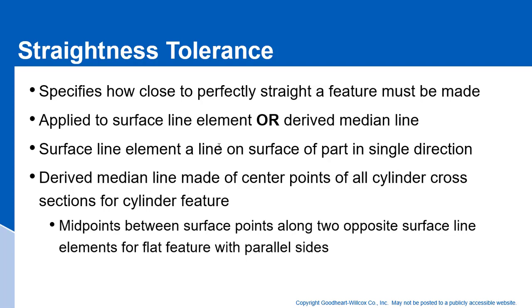Surface line elements, or lines on the surface of parts, are in a single direction. You need to specify the direction of the straightness. Derived median line is made of center points along all cylinder cross sections for the cylinder feature. What that means is you take the part and you find the center points at certain samples along the length of that part, and that becomes your derived median line.